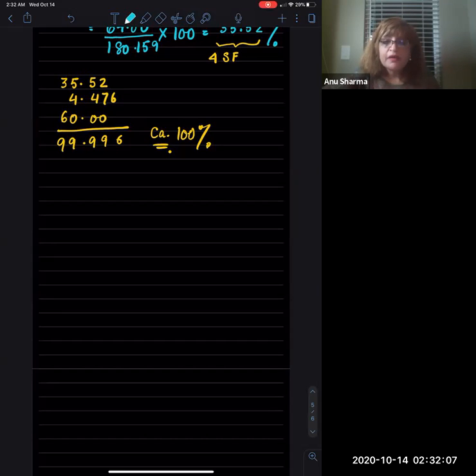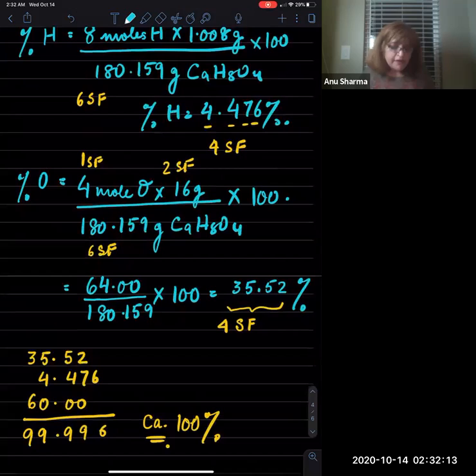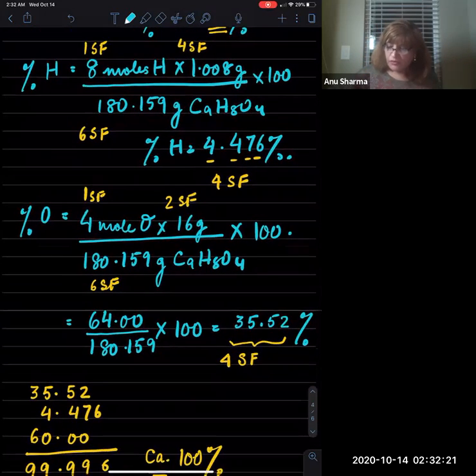This is important because very soon we will be determining the empirical formulas and the molecular formulas. That is where all these mole calculations come into play.